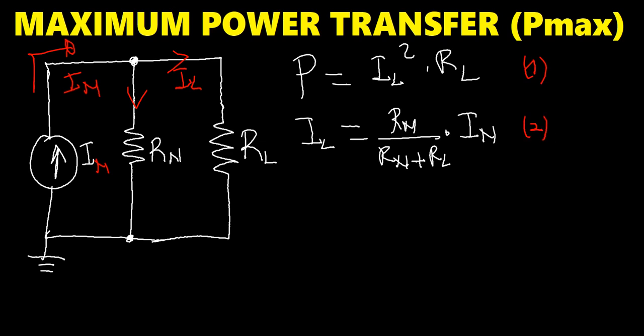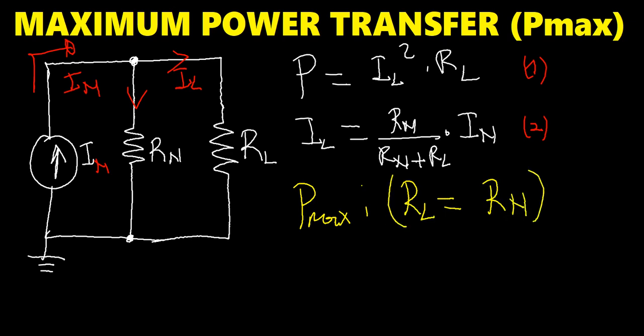And the condition to get the maximum power transfer P max, the resistance of the load should be equal to the resistance of the source, which is here R Norton. That's the only condition to get the maximum power transfer. Let's call that equation number 3. Now let us take equation number 3 as well as equation number 2 and substitute into equation number 1 and see what we can have.